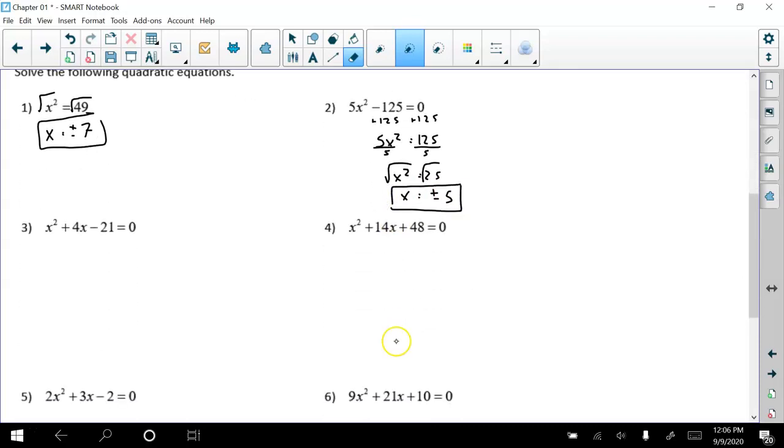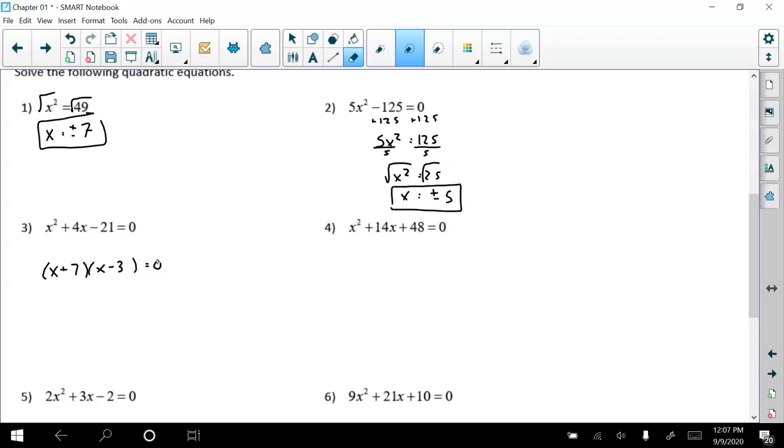Number 3, we can factor these quadratics. Because of the x term, that positive 4x, we can't solve by square roots. So what we're going to do is factor. Remember, you want to use x for the front of each term. Think about the numbers that are going to multiply to negative 21 and add to 4. That's going to be a positive 7 and a negative 3 equals 0.